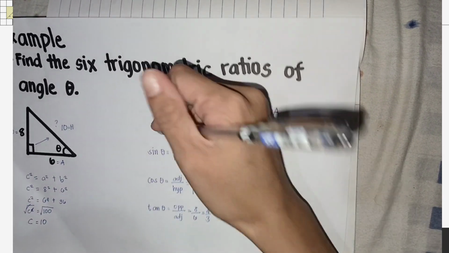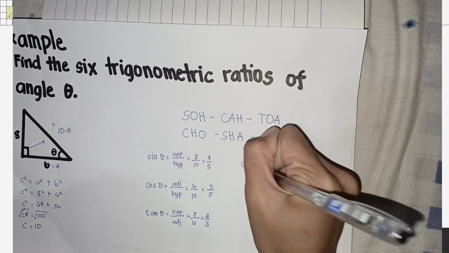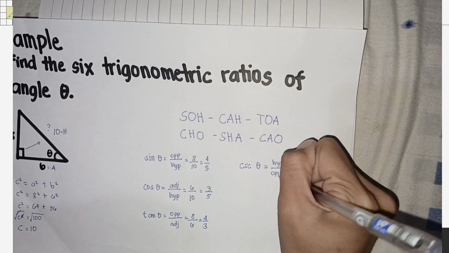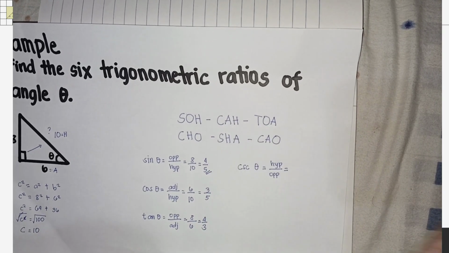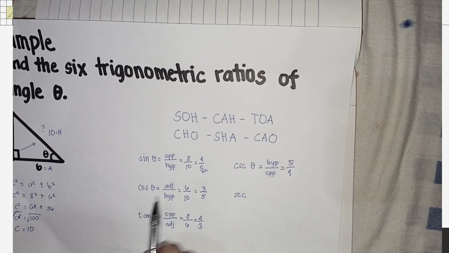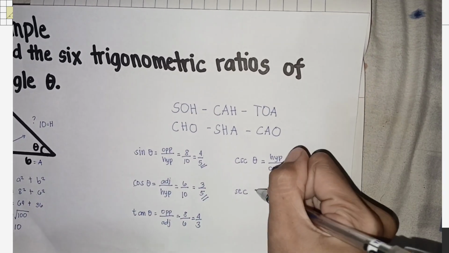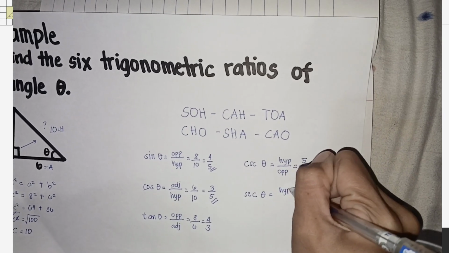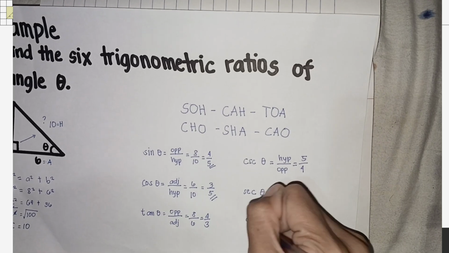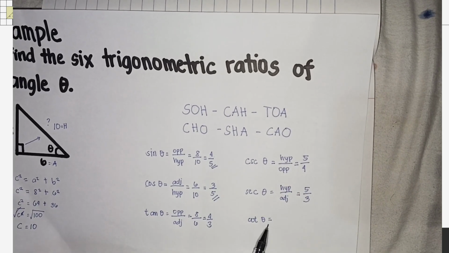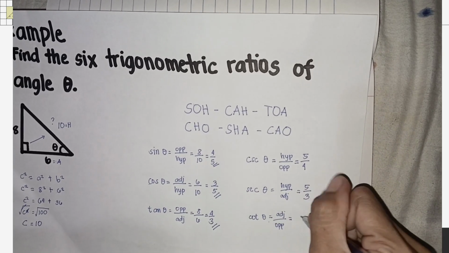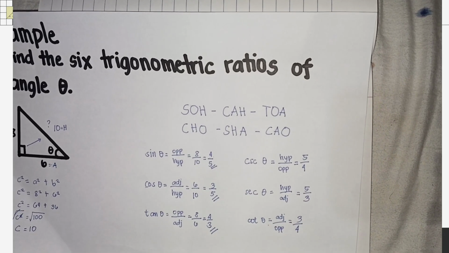We can now easily write the reciprocals. The reciprocal of sine theta is the cosecant theta, equal to hypotenuse over opposite. We have 5 over 4. Next is the reciprocal of cosine theta. The secant theta equals hypotenuse over adjacent, which is equal to 5 over 3. Then we have the reciprocal of tangent theta. The cotangent theta is equal to adjacent over opposite, which is equal to 3 over 4.